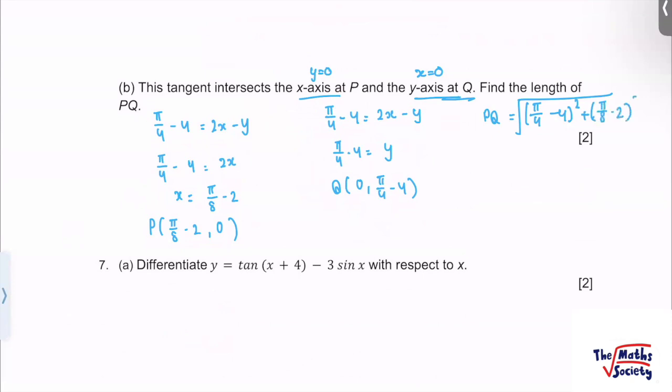Pi by 8 minus 2 the whole square. And that's what you'll get, 3.59. And that is your length of PQ.